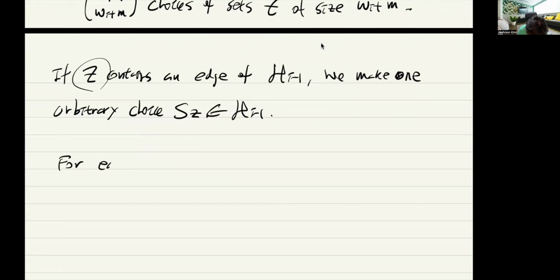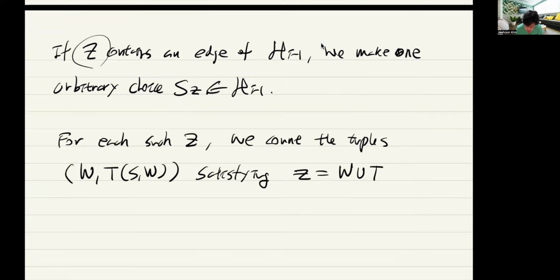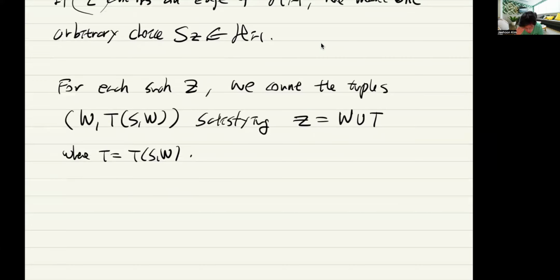So for each such G, we count the tuples (W, T_S(W)) that satisfy that G is W union T exactly, and where this T is the T_S(W). And what do we know?